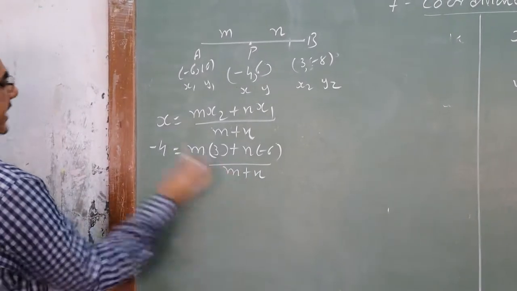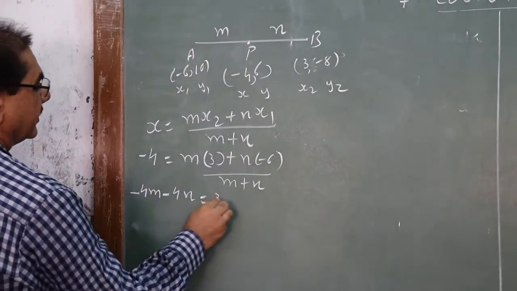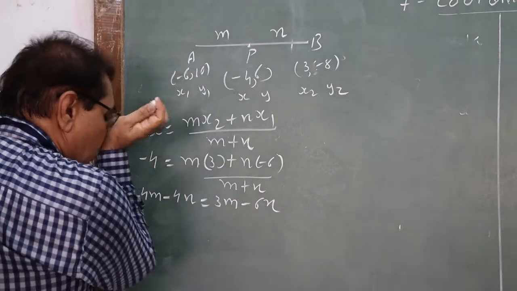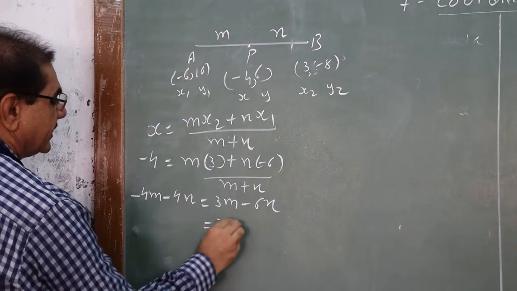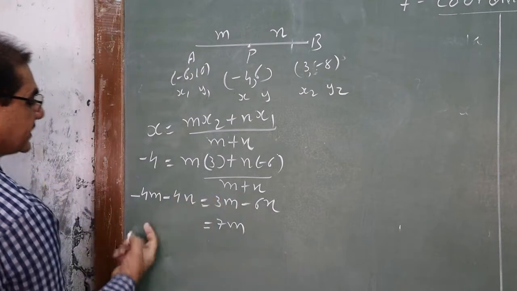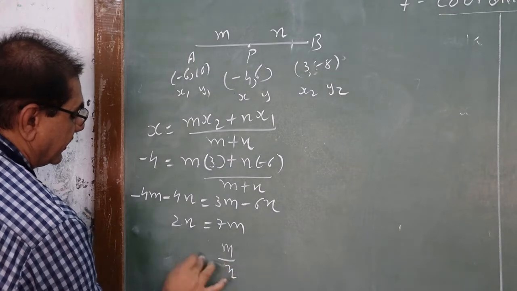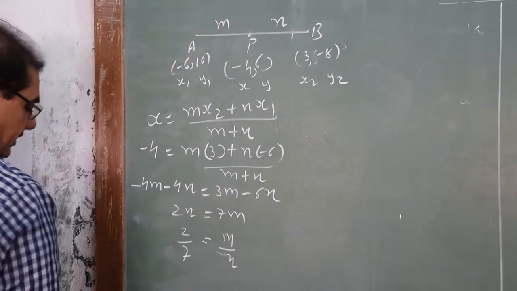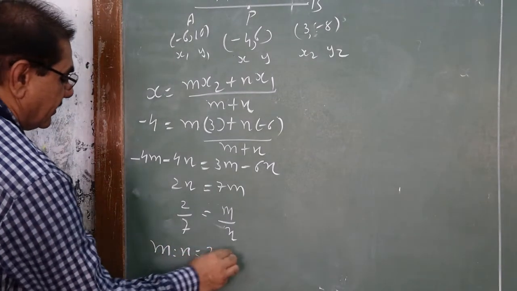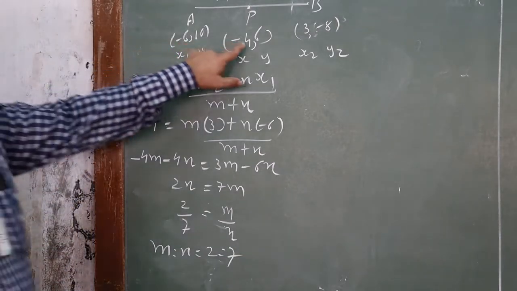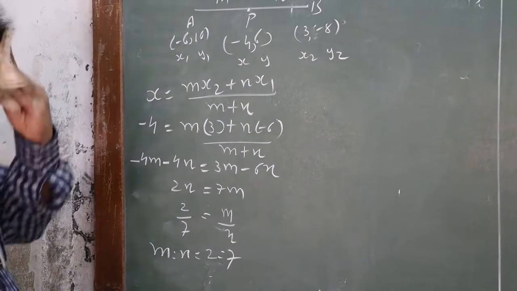Okay. So I do the cross multiplication. So minus 4m minus 4n is equal to 3m minus 6n. We get together m, 3m plus 4m, 7m, minus 4n plus 6n, 2n. So m upon n is equal to 2 upon 7. So ratio m is to n is equal to 2 upon 7 or 2 is to 7. Got it? So this point divides the line segment joining A and B into the ratio 2 is to 7.